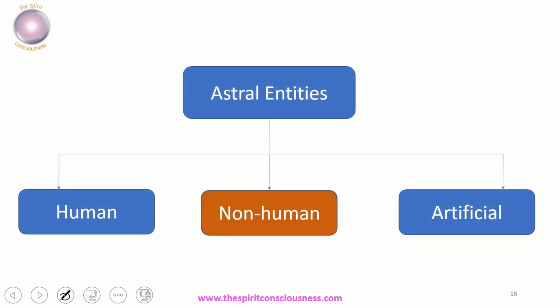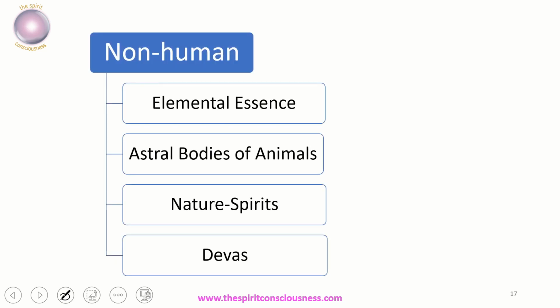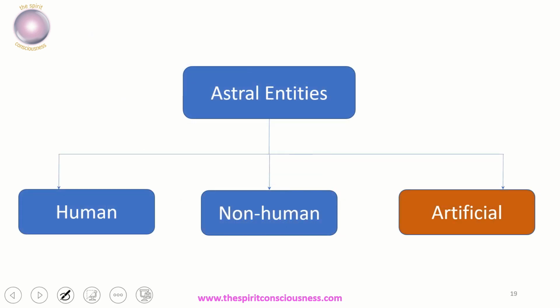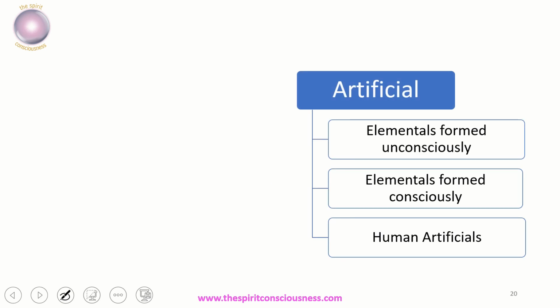Coming to the non-human astral entities, you have what is called the elemental essence. This is something that we had discussed in good detail when we discussed the first module. Then we have the astral bodies of animals, nature spirits, and the devas. Coming to the artificial astral entities, you have the elementals which are formed unconsciously, there are elementals which are formed consciously, and then there are human artificials. So thought forms are what usually come under this particular category.